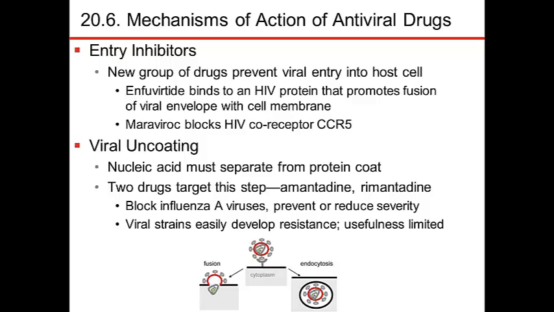Enfuvirtide, also known as Fuzeon, is a synthetic peptide that binds to the protein gp41 on the surface of human immunodeficiency virus. Fuzeon thereby blocks the entry of the virus into the cell. It is the first of a new class of anti-HIV drugs known as fusion inhibitors. In other words, they prevent the fusion of the viral envelope of HIV with the cell membrane.